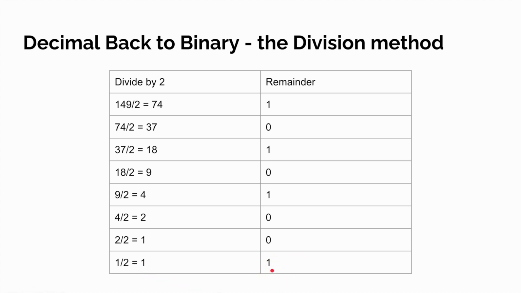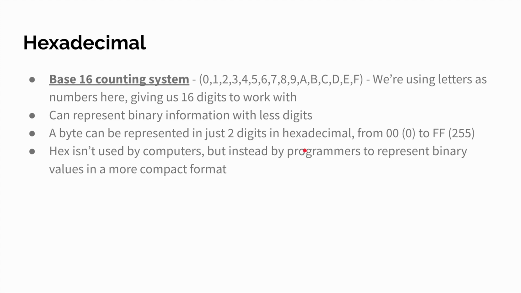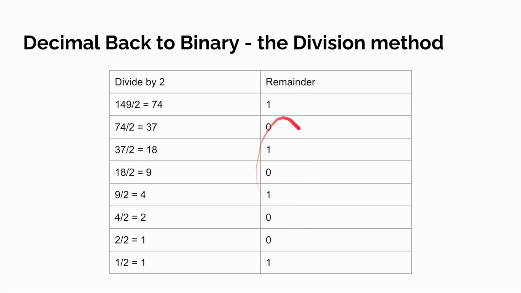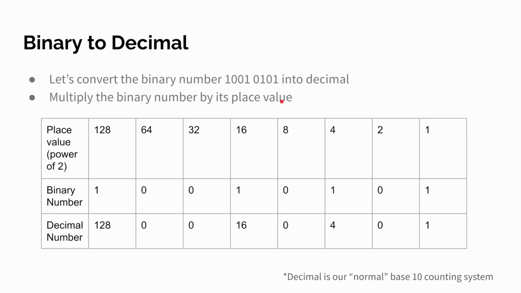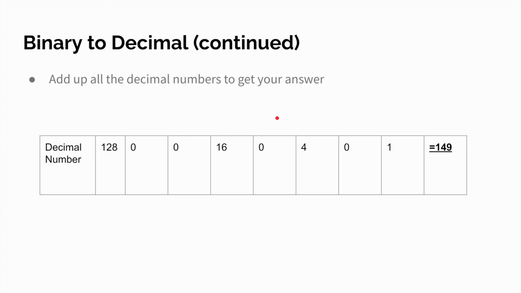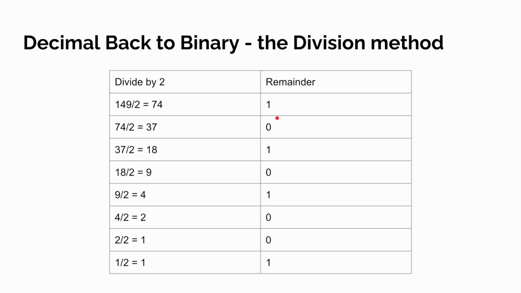Then we read back up this way to get our binary number. So 10010101, which is, if you'll remember, the number we started with. So that's binary and decimal, just very quickly.